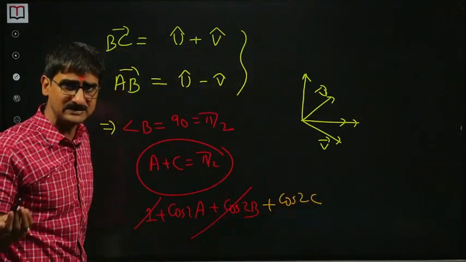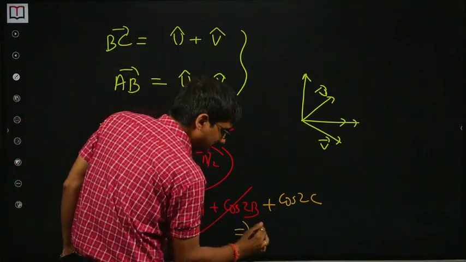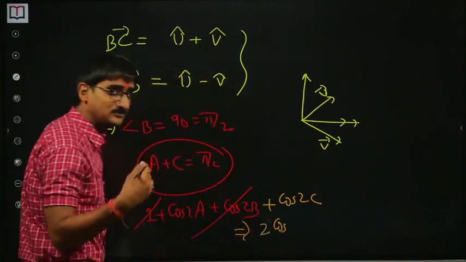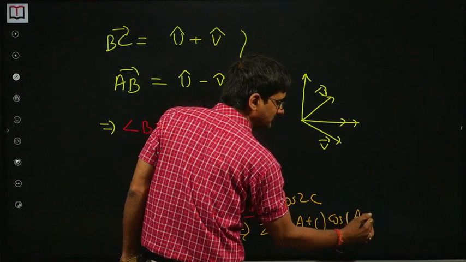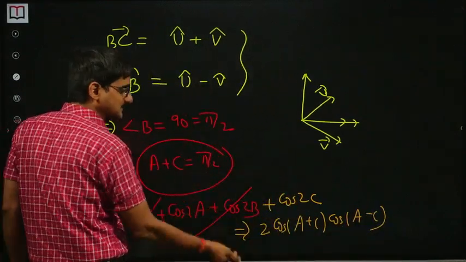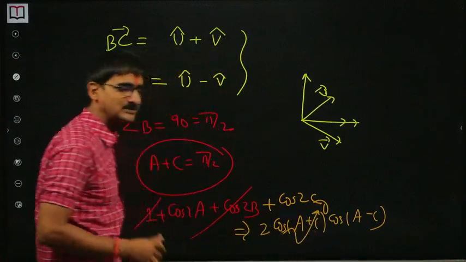Now apply the cos P plus cos Q formula, which is nothing but 2 cos (P plus Q) by 2 times cos (P minus Q) by 2. The moment you get A plus C, whatever you get in cos (P minus Q) by 2 doesn't matter, because A plus C is again pi by 2, so this has to be 0, and that's it.